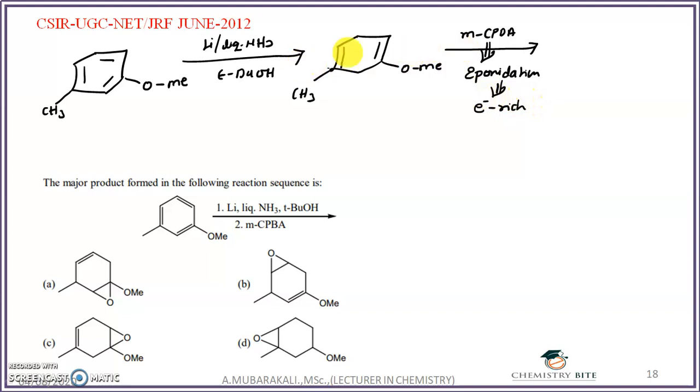So you can see here, between these two double bonds, which is the electron rich double bond? The double bond which is attached to the ether, that's the electron rich double bond. So the product is this. The double bond which is attached to the methyl will be undisturbed, whereas the double bond which is attached to the methoxy will be converted into epoxide. So this is the final product. So which is the right answer? The right answer here is option C.